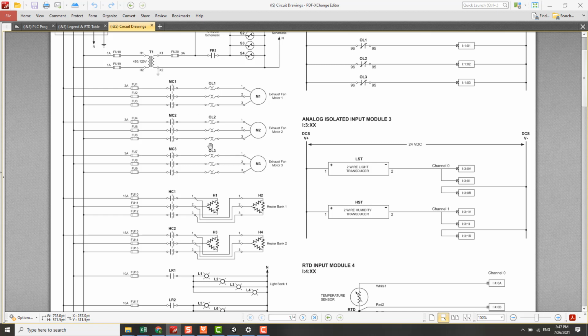Okay, by looking at this schematic power diagram, we notice that this is the M1 motor 1, or exhaust fan motor 1. This exhaust fan motor 1 did not turn on when we visited the field site just now. So it can be due to the overload relay or the motor contactor did not trigger to close. So what is the exact problem?